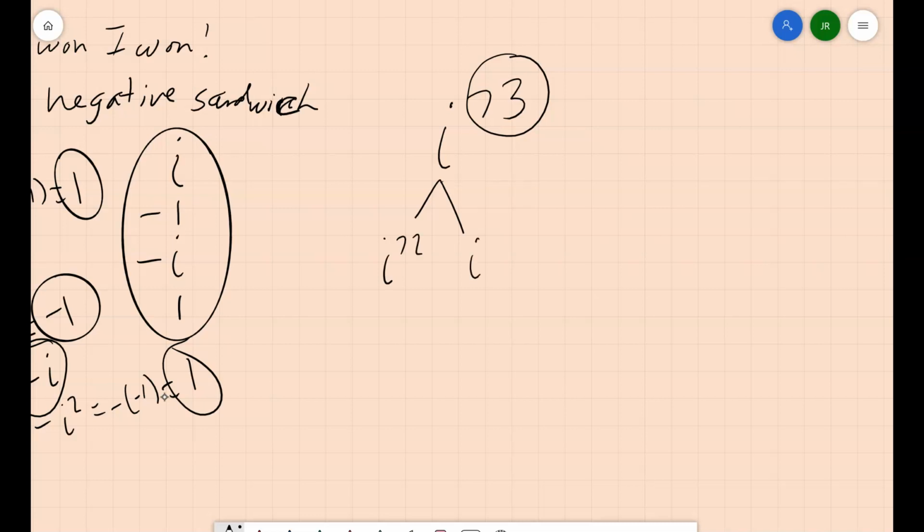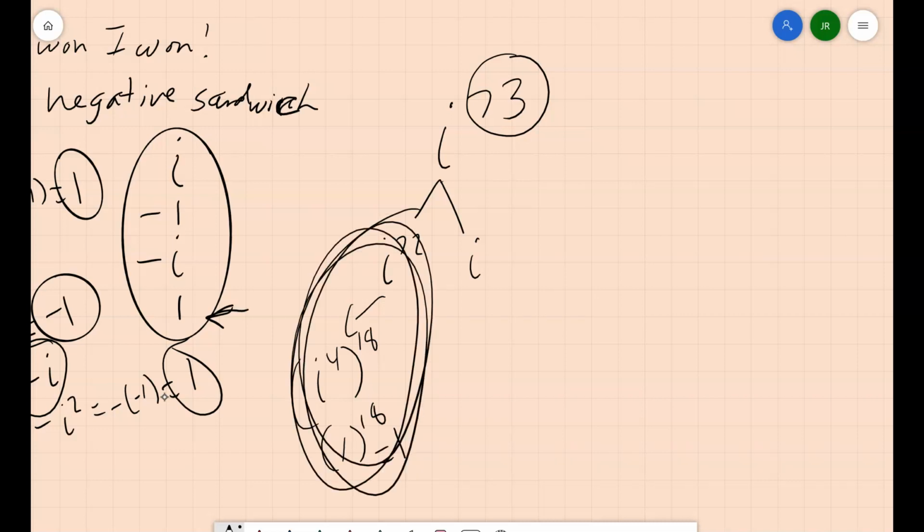Why did I choose 72? Because it's a multiple of 4. So i to the 72 can be rewritten as i to the 4th to the what? 4 times what is 72? Well, 4 times 10 is 40. 4 times 15 is 60. And then you need 18. i to the 4th to the 18th. Well, what is i to the 4th? It's just 1. Remember, i to the 4th is 1. Look right there. So this is just 1 to the 18th, which is just 1.